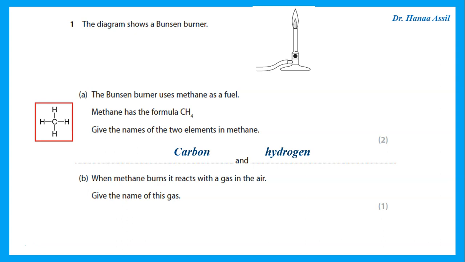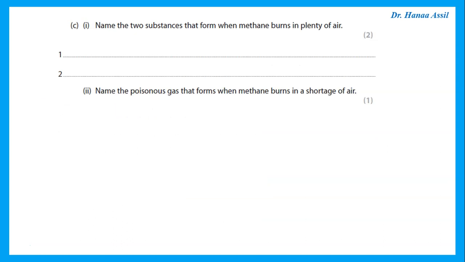Now, when methane burns, it reacts with a gas in the air. Give the name of this gas. When anything burns, it reacts with oxygen. So when we say burning or combustion, that is reaction with oxygen in the air.